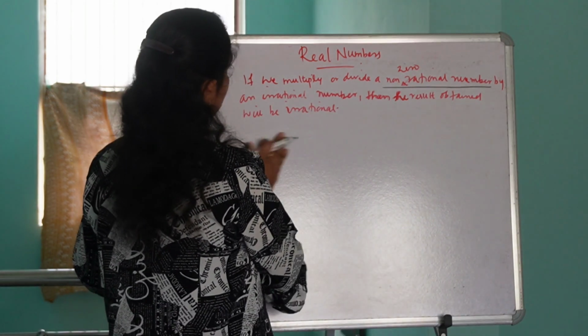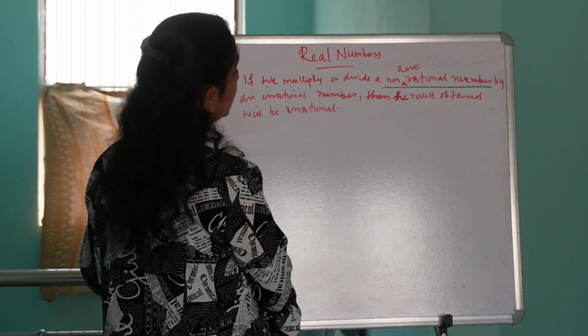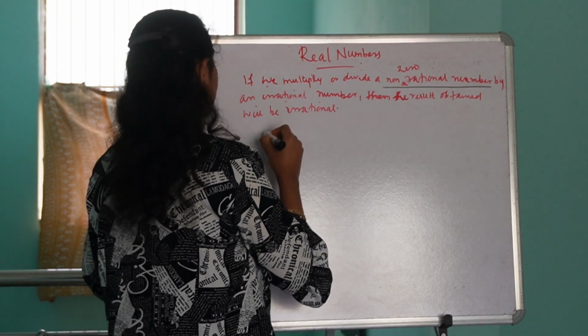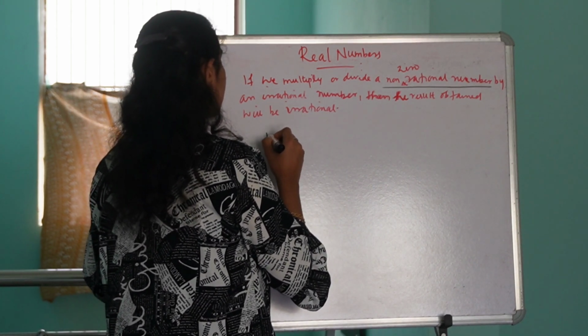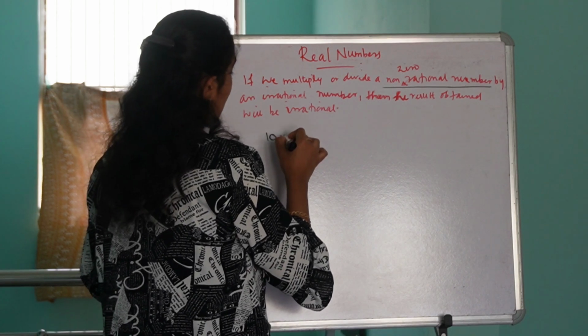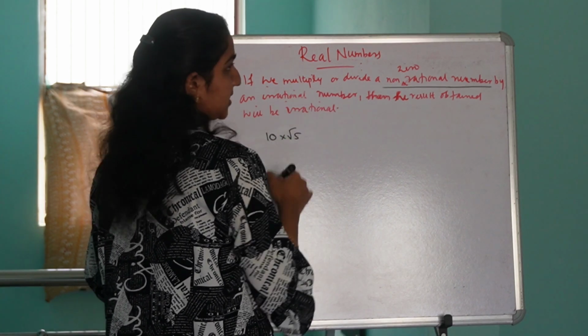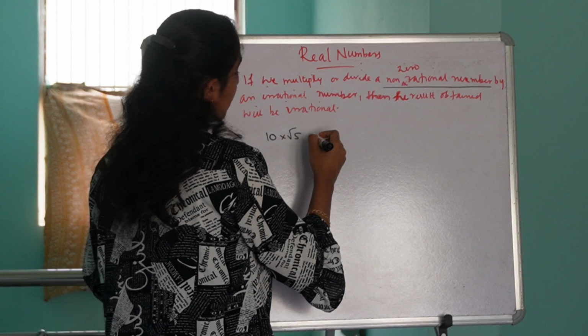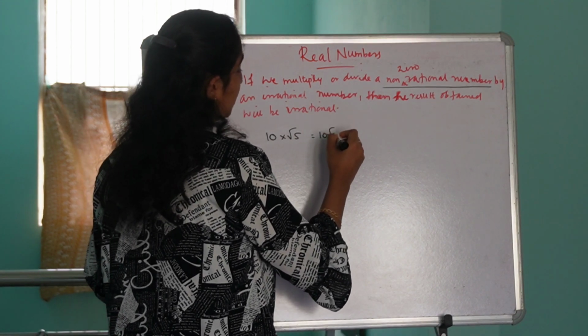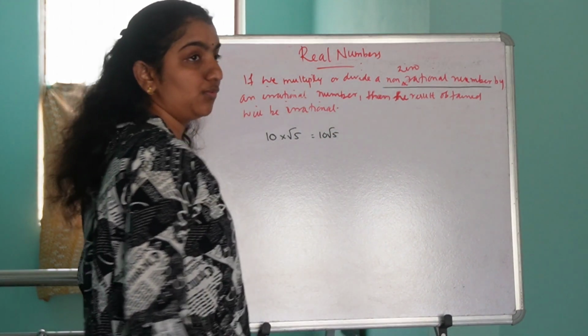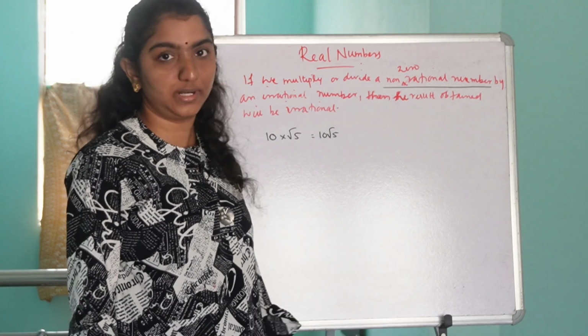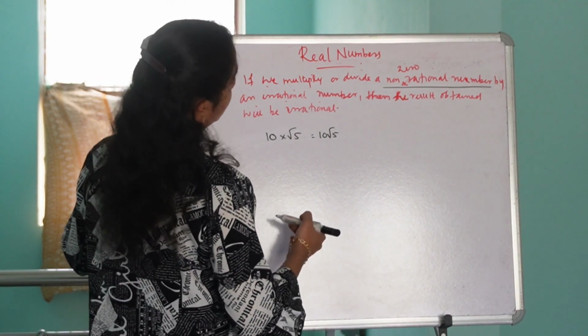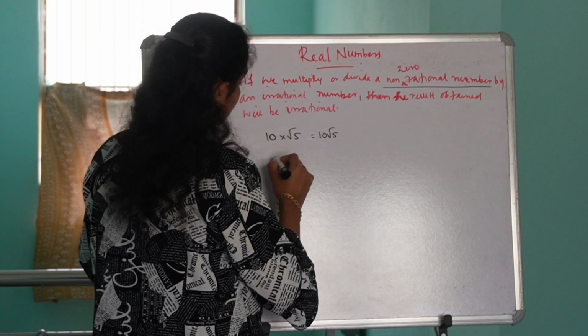Now let's see some examples. So here we are multiplying a rational and an irrational number. Let 10 be a rational number, and we all know root 5 is an irrational number. So now we are multiplying these two numbers. The result obtained is 10 root 5, where 10 root 5 is an irrational number. Is it clear? Okay. One example for division also.